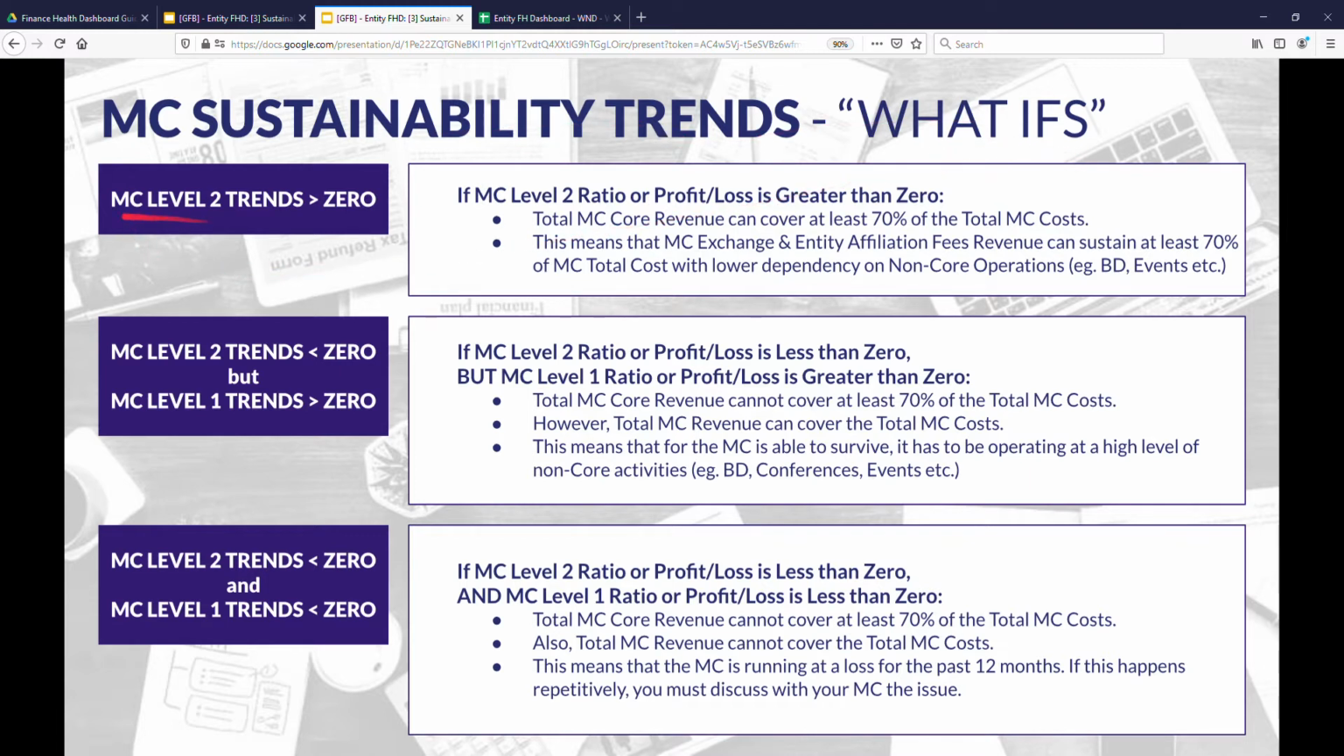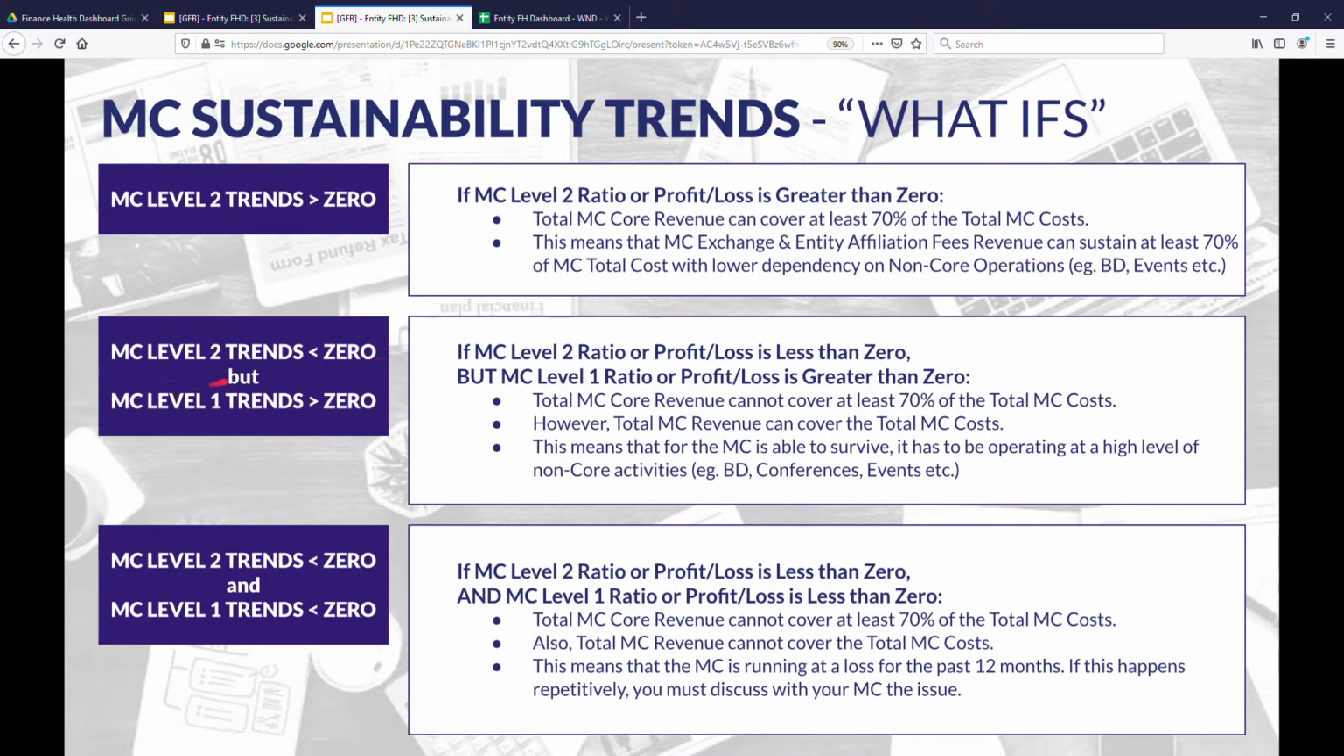So if MC level 2 trends is bigger than 0, this means MC exchange plus entity affiliation fees can sustain at least 70% of MC total costs with lower dependency on non-core operations, BD, events, etc. We cannot avoid doing BD and events in an MC level, because of course those are essentials, but that's why level 2 is quite necessary, because if the core operations can cover at least 70%, that means majority of the things that you've been doing has been doing good.